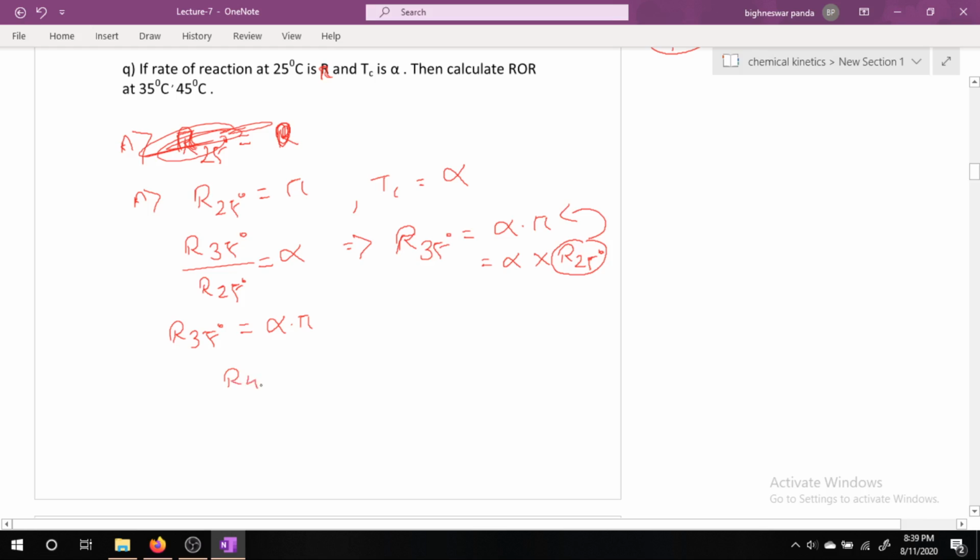So R at 45 degrees Celsius divided by R at 35 degrees Celsius is equal to alpha. The difference above and below is the same 10 degrees Celsius. The value of R at 35 degrees Celsius is alpha R, so the rate of reaction at 45 degrees Celsius will be alpha into R into alpha, that is, R at 45 degrees Celsius equals alpha square R.